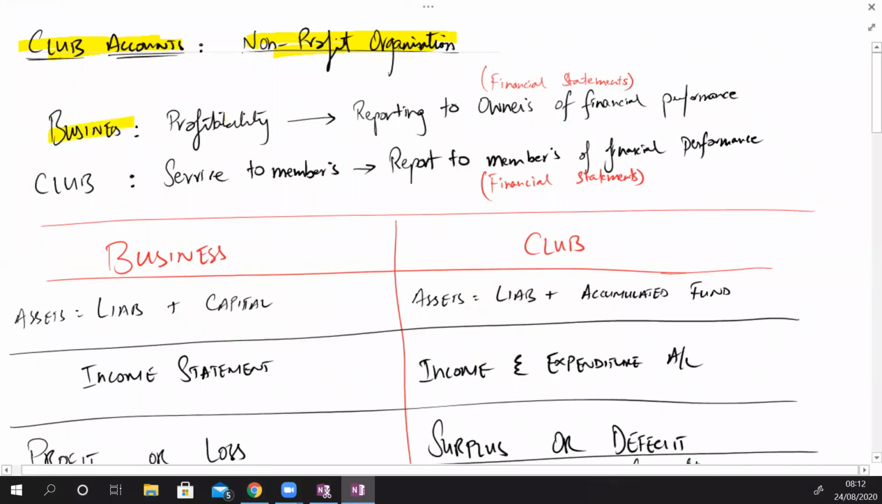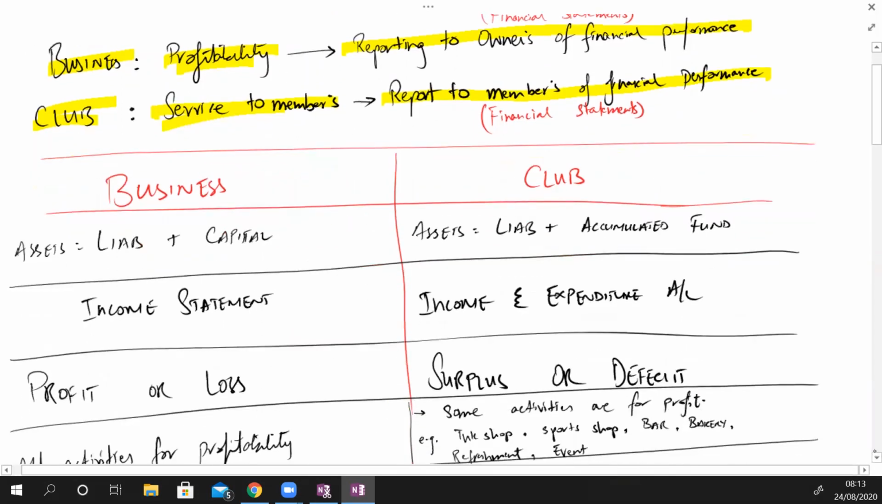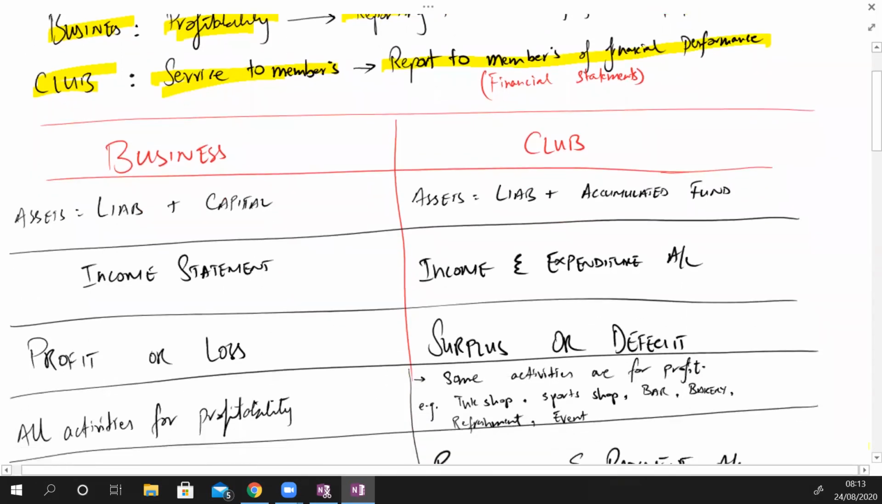Businesses, the objective of business is profitability. The objective of a club is servicing its members. Business prepares financial statements reporting to owners of financial performance. Club prepares financial statements reporting to its members of financial performance. But since a club is collecting money from its members, it needs to tell them where they are spending their money. Okay.